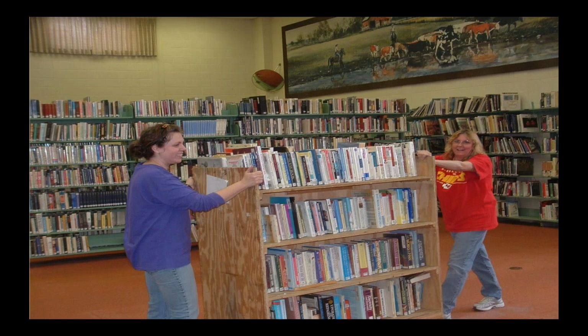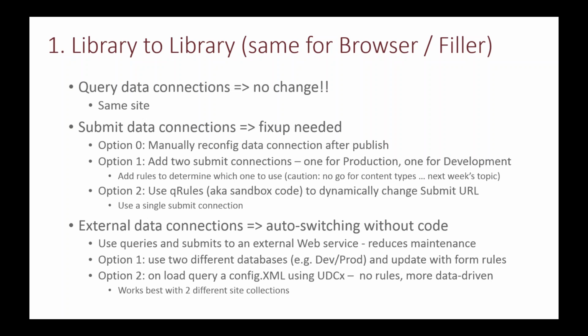So first off, the first scenario is going from library to library. This is our picture for the library to library scenario, as you can imagine, and it's the same for the browser and the filler. I'm going to talk about what you do first, and then I'm going to show you an example.